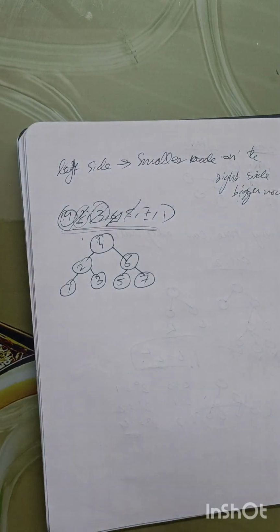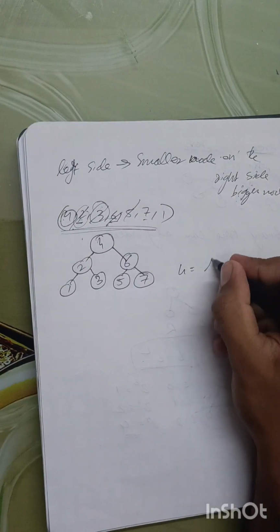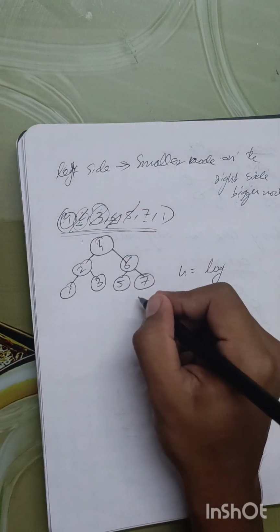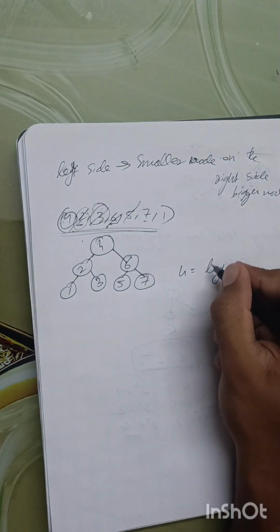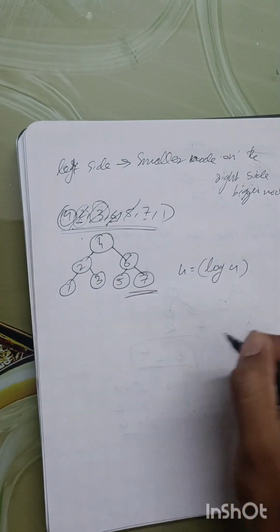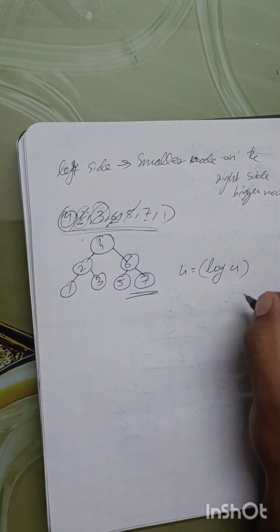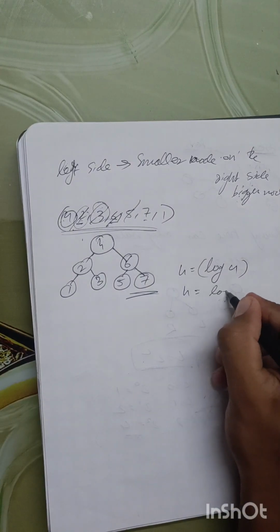And to find the height of the tree, you can use the formula log n, where n is the number of nodes, so the answer to this will be log 7.